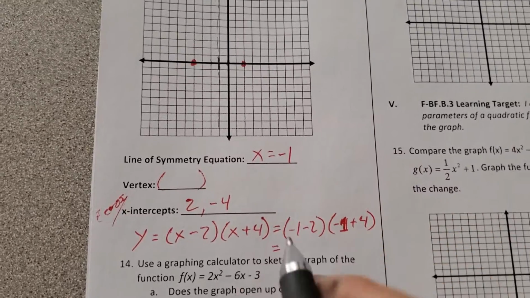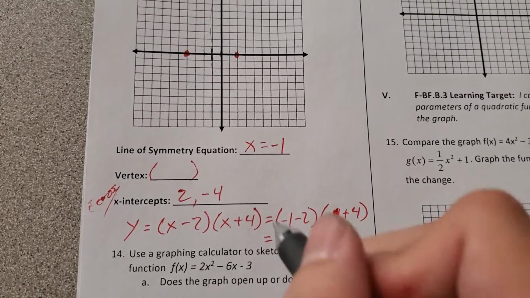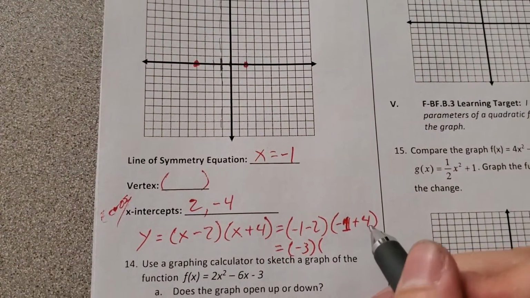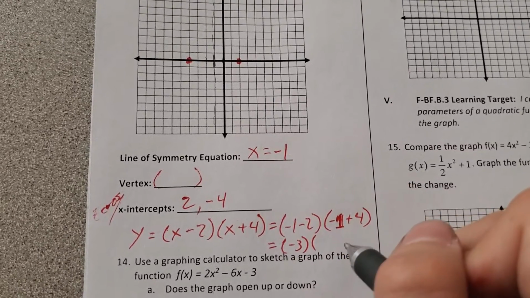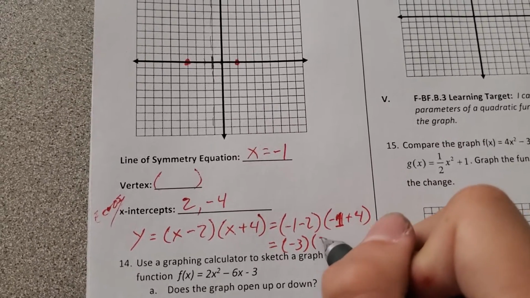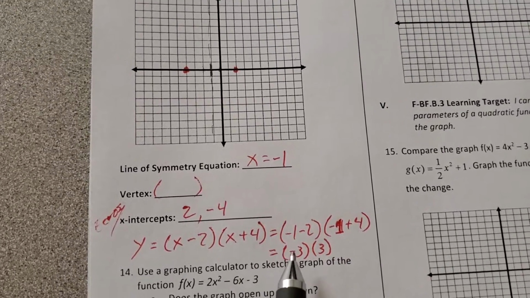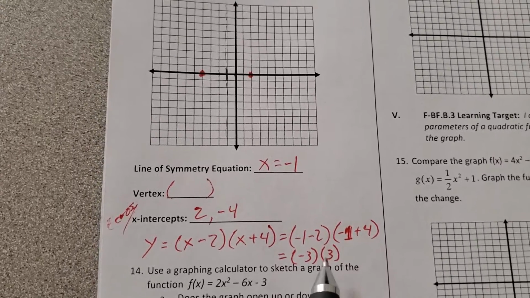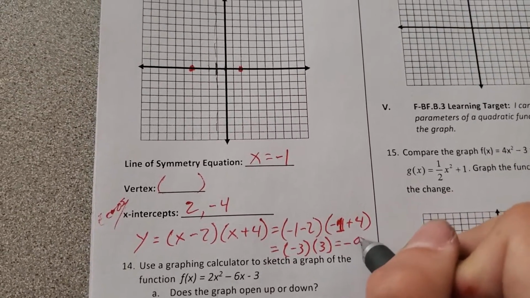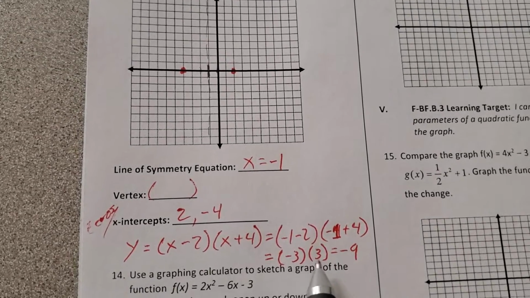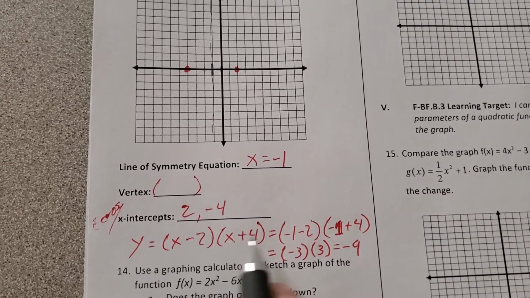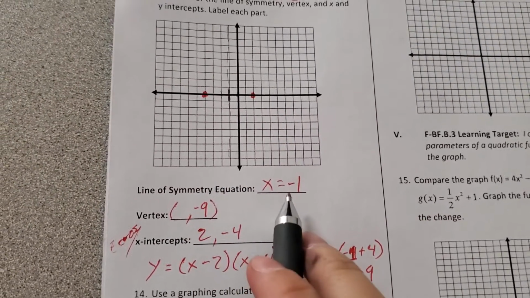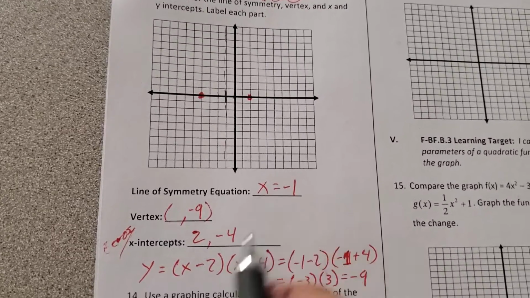That simplifies to -2 and -1. That makes -3. And -1 and +4, 4 is bigger, so it'll be +3. -3 times +3 is -9. This -9, if we trace it back, is my y value. -9 is my y value. And the line of symmetry, that is my x value.